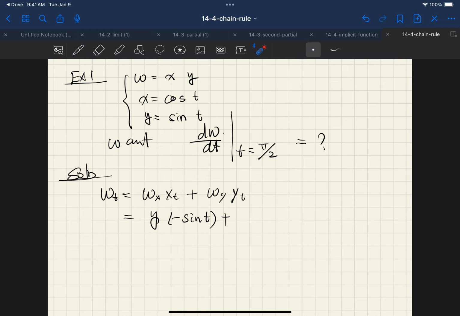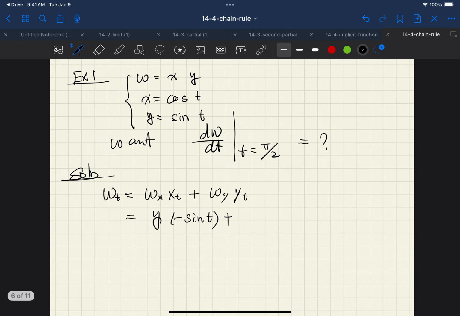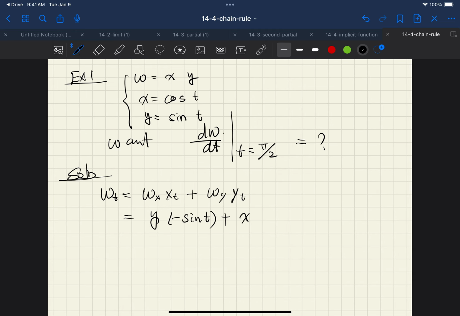And now wy, so we look at w given by xy. Now y is activated, but x is frozen. So x is constant. So wy is x, and yt is cosine t.